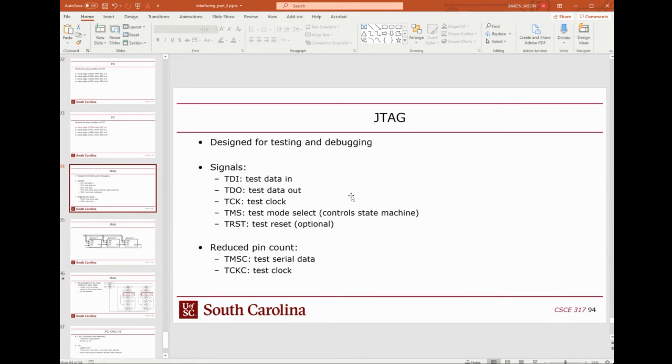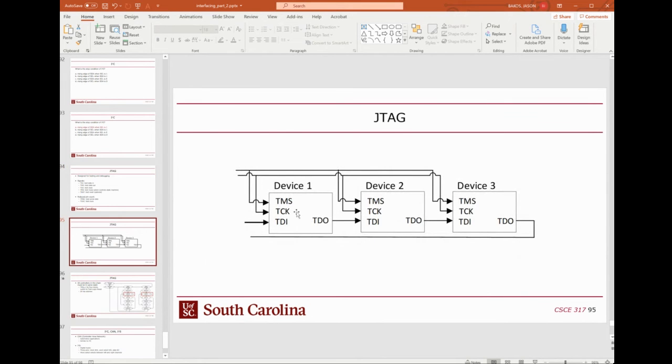They're all seeing the same clock signal, right? So you take the clock, and the clock gets fanned out to everybody, as does the TMS. And when I say fanned out, what I mean is I'm using that to distinguish from a shift register style connection like TDI and TDO.